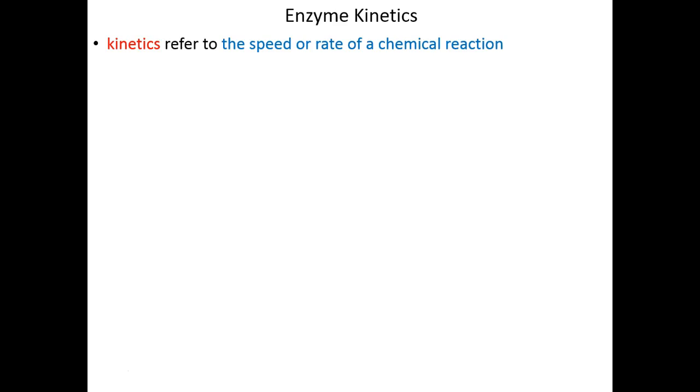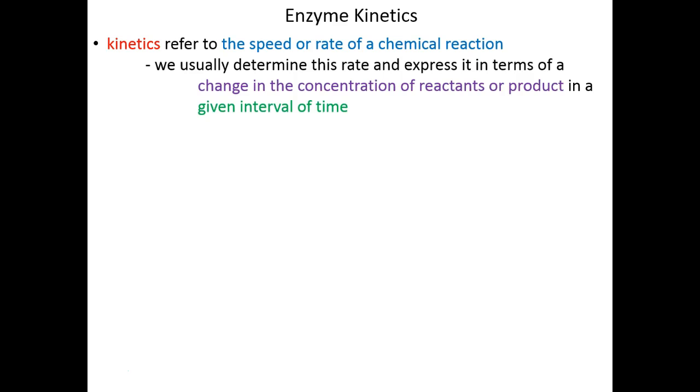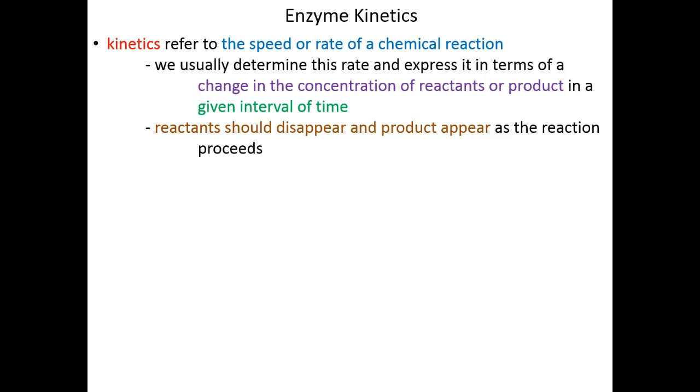And that gets us to the idea of enzyme kinetics. Enzyme kinetics refers to the speed or rate at which a reaction can occur. We usually determine this rate experimentally, and we express it in terms of the change in concentration of the reactants or the change in concentration of the products per unit time. If we're thinking about kinetics and reaction rates, reactants should disappear and product should appear as time goes by. As time goes by, the reaction occurs. Reaction means taking reactant A and turning it into product B. So as time goes by, A should go down and B should go up.